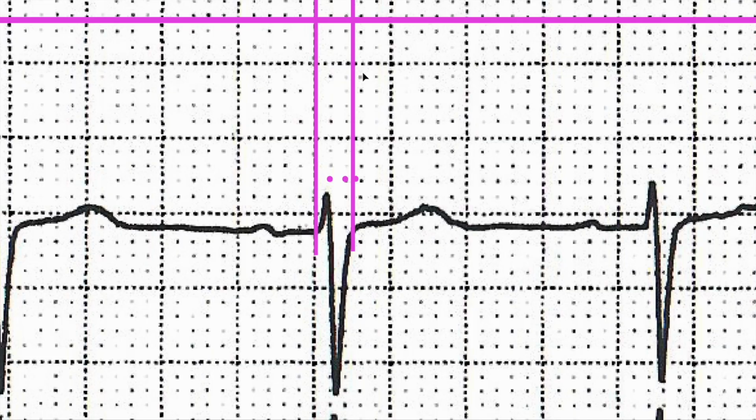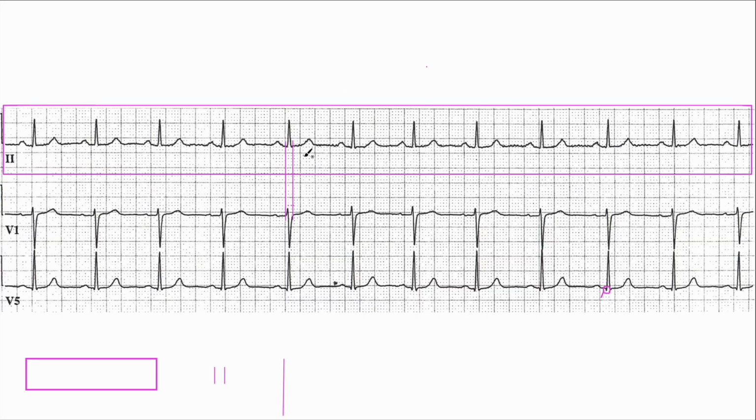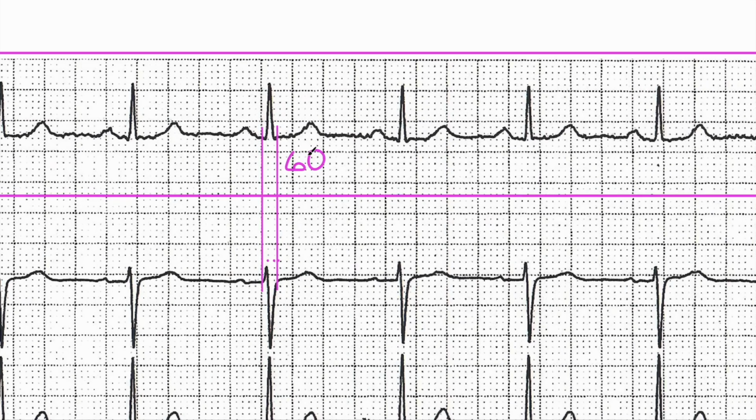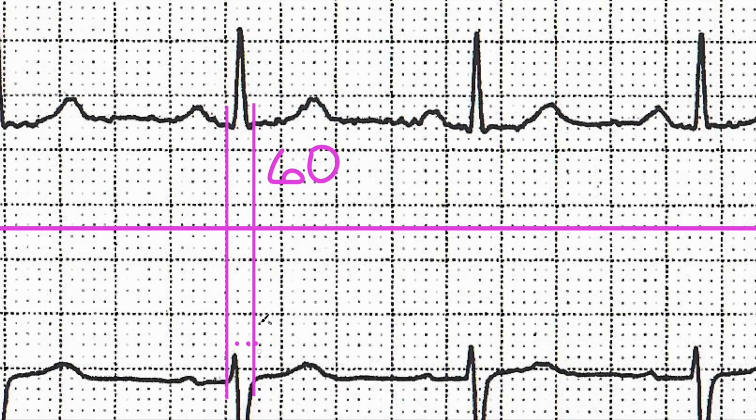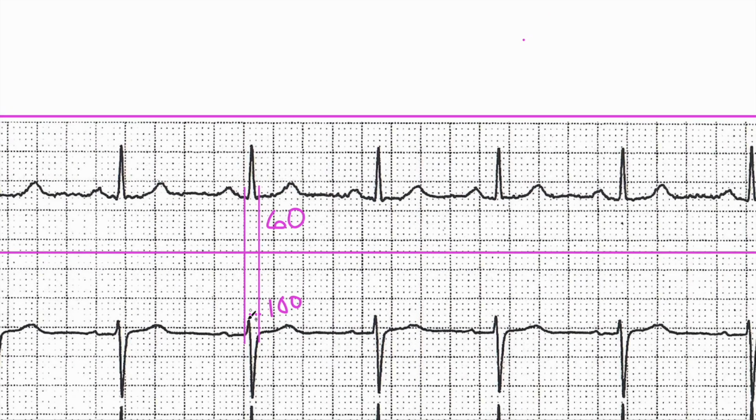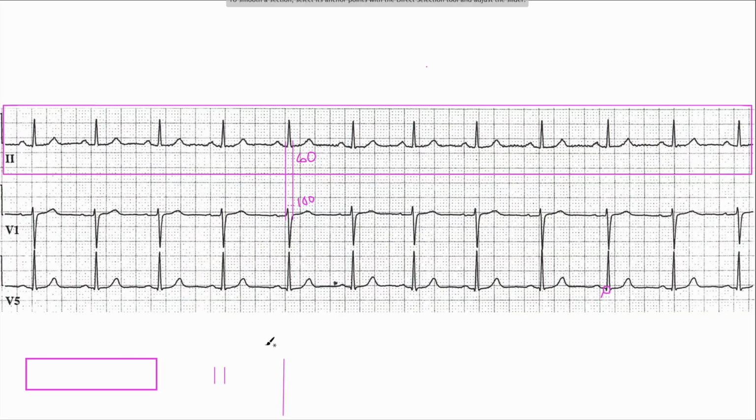Versus on the first ECG we were looking at, if you were to measure it out, this came out to be roughly 60. And look at the difference in the alignment. Look at that, right? So here it's 100 or 110 roughly, and here it's 60. Huge difference. So do not shy away from finding the widest QRS and trying to figure out if your QRS is wide. Very, very important.